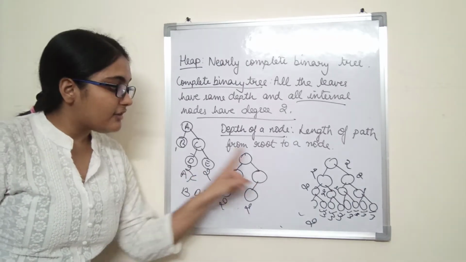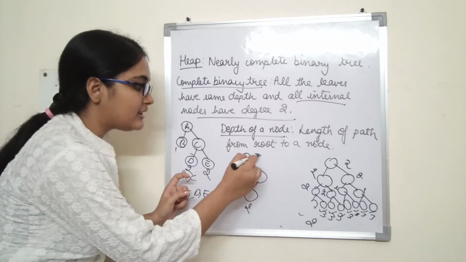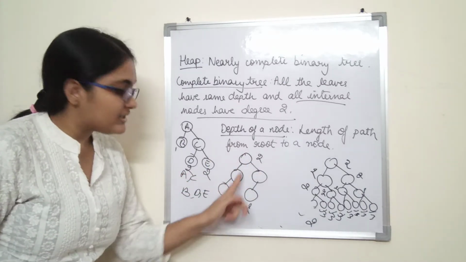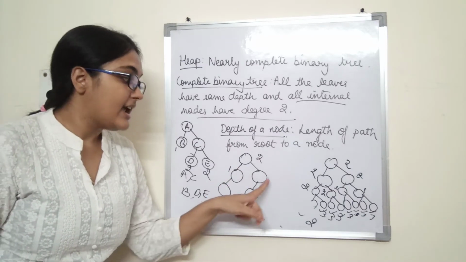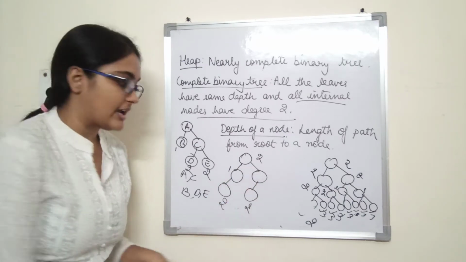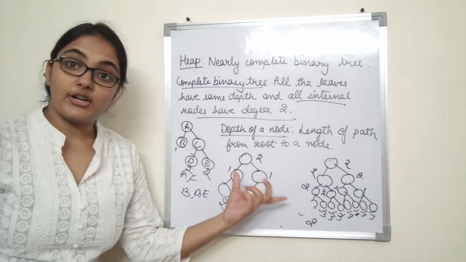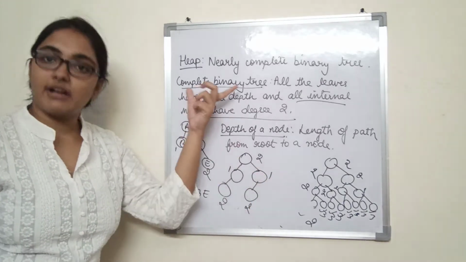And what is the degree of these 3 internal nodes? The degree of this internal node is 2. Fine. The degree of this internal node is 1. Why? Because it has just one child. And also this internal node has one child. So the degree is 1. So it also does not satisfy the definition of complete binary tree.